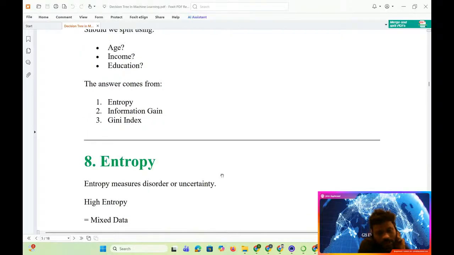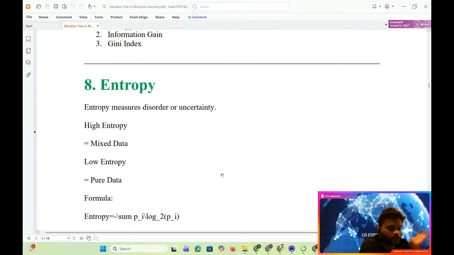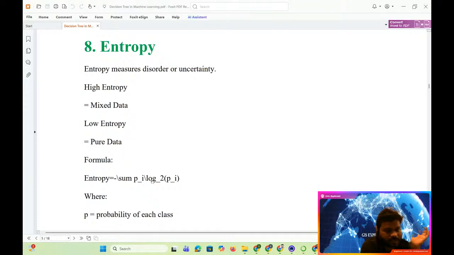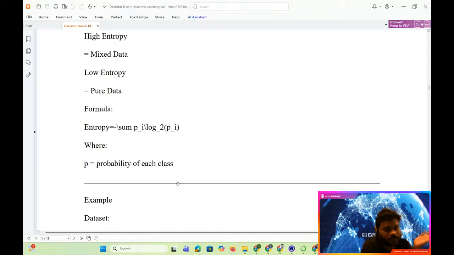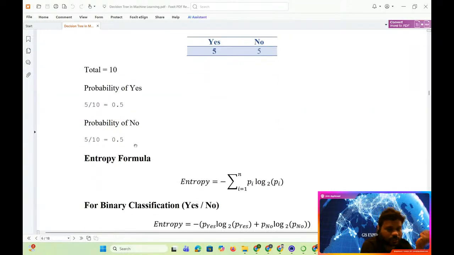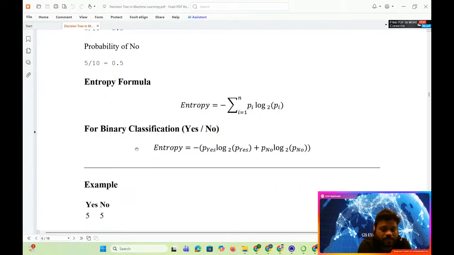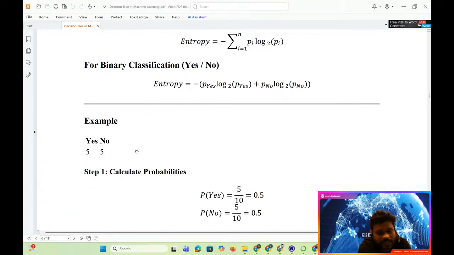Okay. Then what is entropy? Entropy measures disorder or uncertainty. High entropy means mixed data, low entropy means pure data. The entropy formula is minus the summation over i of p_i log2 p_i, where p is the probability of each class. Example dataset: yes, no, total 10. Probability of yes is 5 by 10, which is 0.5, and probability of no is 5 by 10, which is 0.5. For binary classification, yes or no, entropy is equal to minus p_yes log2 p_yes minus p_no log2 p_no. Example: 5 yes, 5 no.